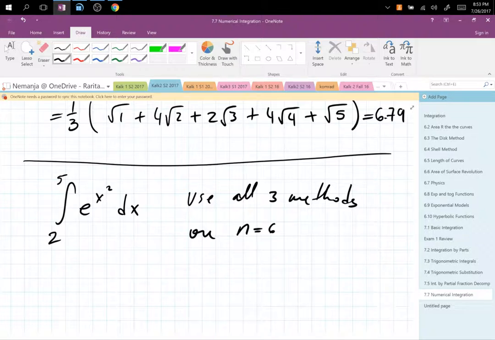Guys, draw the picture to see the intervals. It's not 2, 3, 4. N equals 6 on this is just terrible numbers. The numbers are awful over here. Right? 2 to 5.